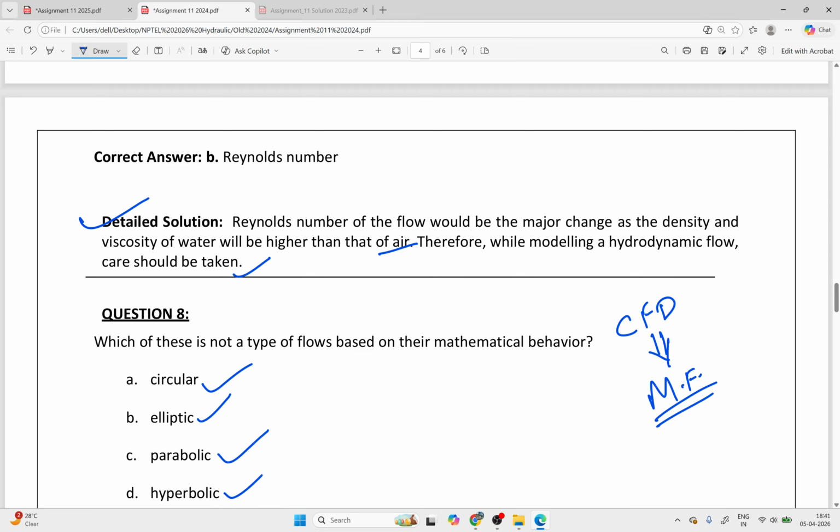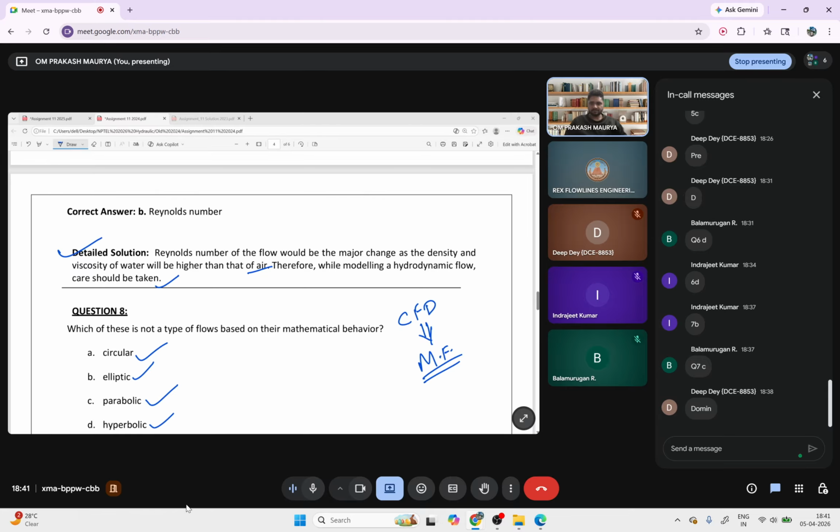Okay, so please just try to write your answer in the chat box. Just think about it. Which of these is not a type of flows based on their mathematical behavior, whether circular, elliptical, parabolic, hyperbolic?